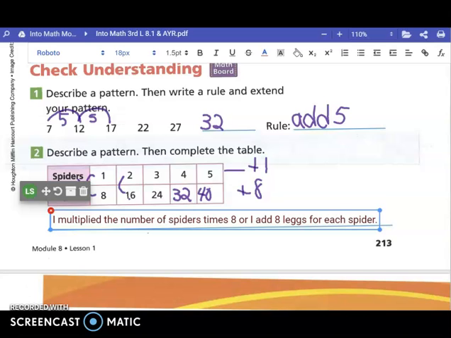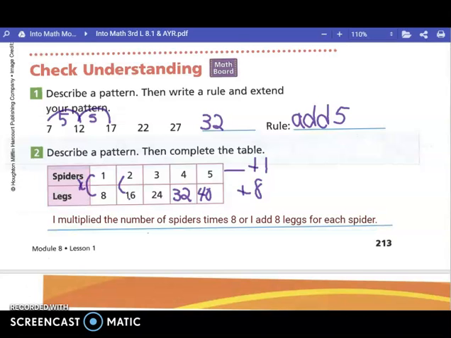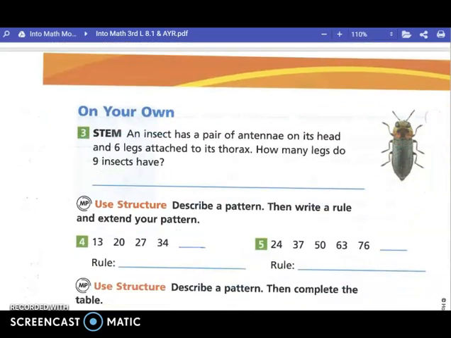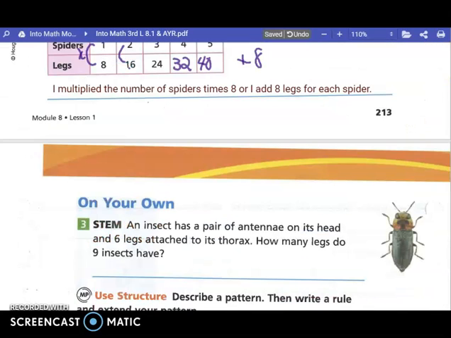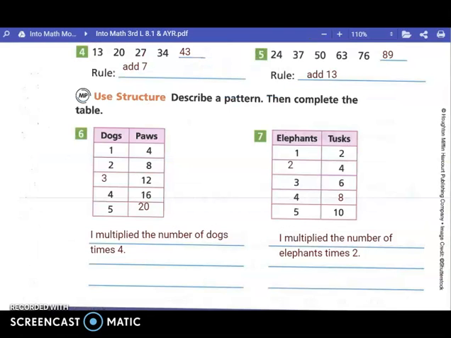Once you have done that, please go to the on your own. So this next page of on your own. If you're understanding better by the end of that page, you may go to your homework. Okay, I filled in the on your own, so please check yours and make sure that you did it correctly.